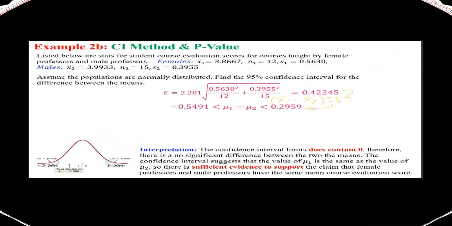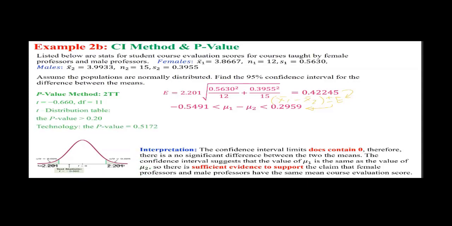Okay, so here's the p-value. T is negative 0.660. Degrees of freedom is 11. And the t-distribution table doesn't have it. So we end up with larger than 0.2. I will show you in a moment how we arrive at that using the table.